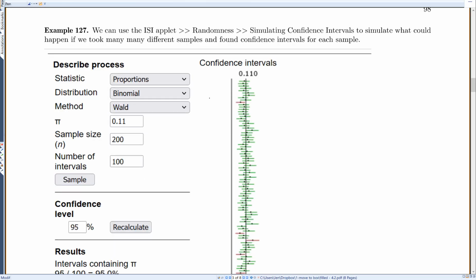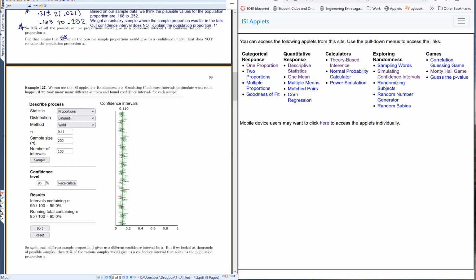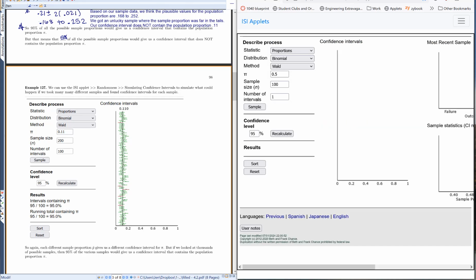Now, what we can do is go to a different ISI applet that we haven't done yet. Let me pull those up. When you go to the ISI applets, go to where it says exploring randomness, and we want to do simulating confidence intervals. We can simulate what would happen if we took lots of different samples and found the confidence interval for each sample. So we're looking at statistics.